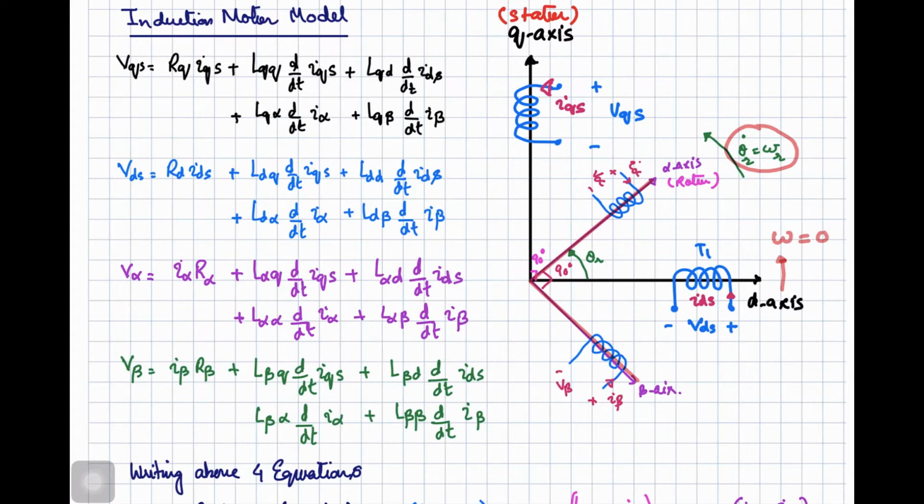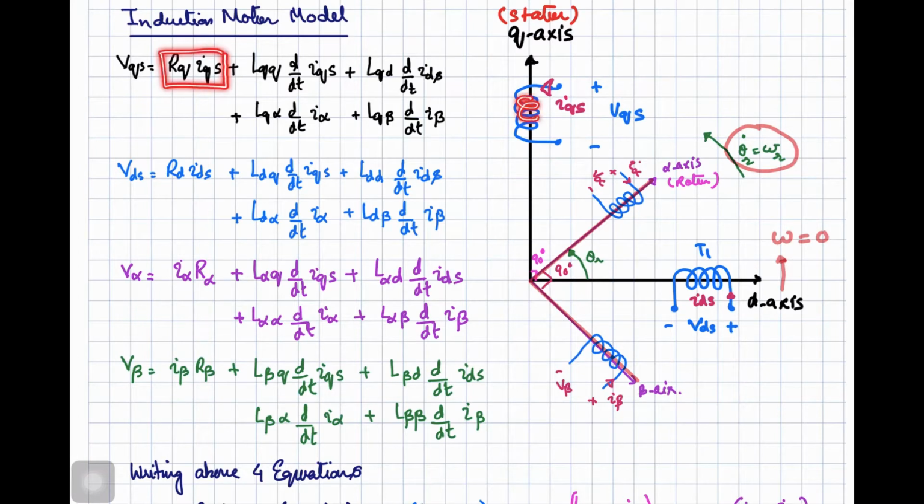Okay, now let's write down the voltage equation for the Q axis winding of your two-phase induction motor. It will have a certain internal resistance, let's suppose RQ. So when the current IQ flows through it, there will be a voltage drop, IQS into RQ. This is the resistive voltage drop.